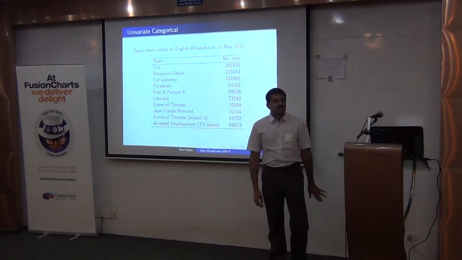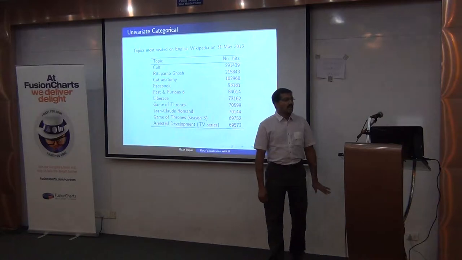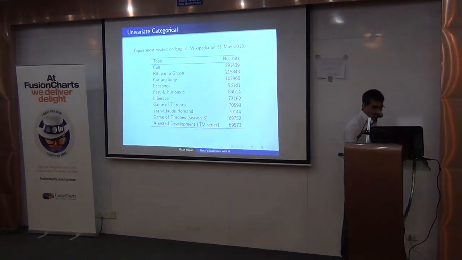Having talked about continuous univariate data, let us look at discrete data, okay, categorical data.